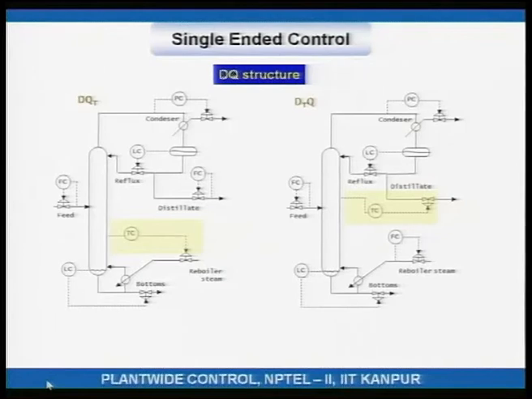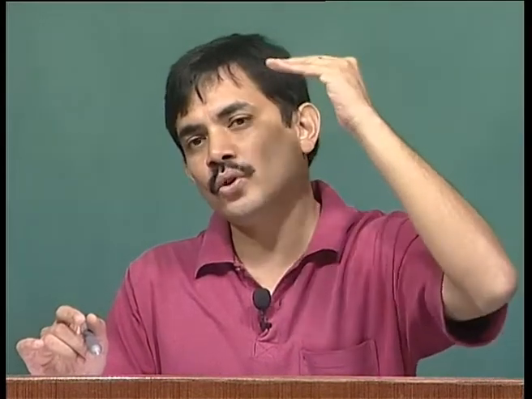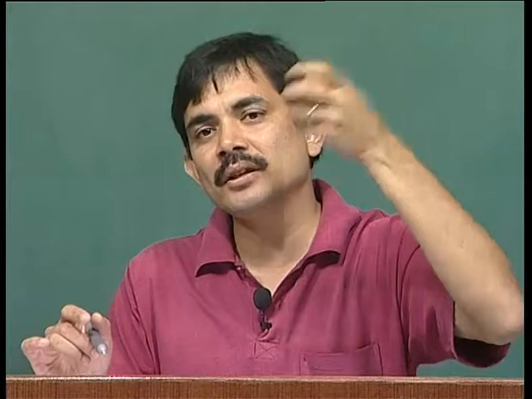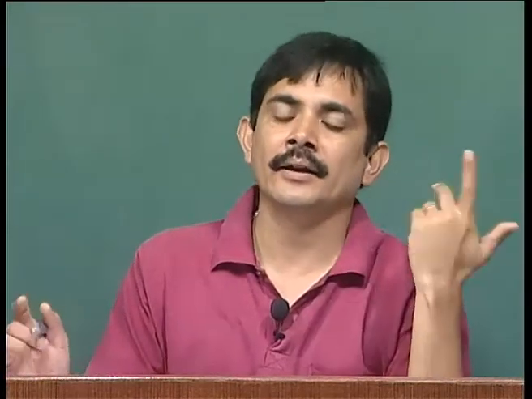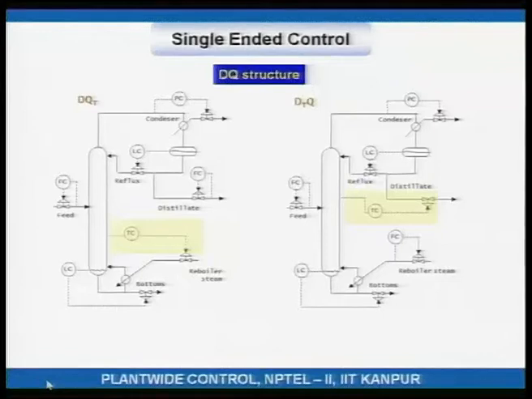By the way, this single ended control, meaning my degrees of freedom is 2. I can actually try and maintain 2 tray temperatures. In over here, what I am trying to do is hold one of the degrees of freedom, whether it is Q or L, constant, and use the other degree of freedom to maintain a tray temperature. So, single ended control, that means I am controlling 1 tray temperature, not 2 tray temperatures. Okay. These are variants of the DQ structure.